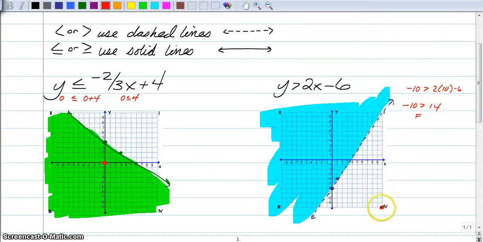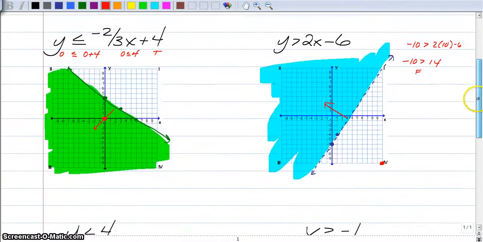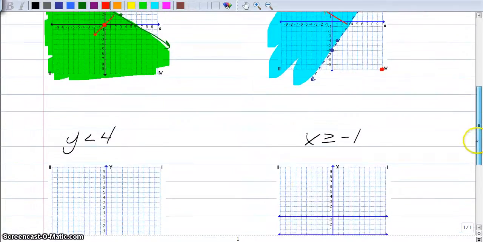So if this was your test point and you get a false statement, you shade in the opposite direction of your test point. In this one, it was a true statement, so you shade in the direction of your test point. Now again, if you're in slope-intercept form, if y is greater than, you shade above. If y is less than, you shade below. But if you are in standard form, you must be very careful.